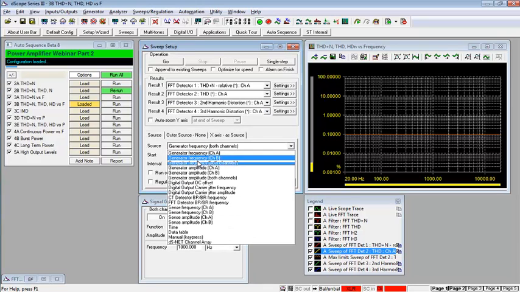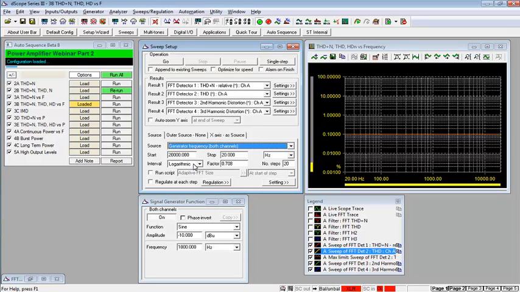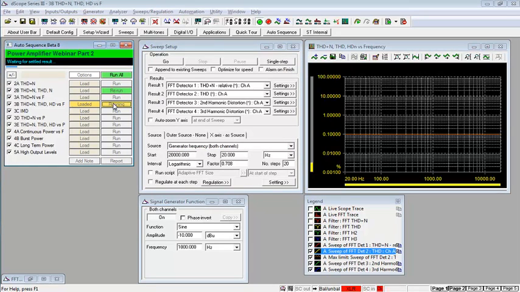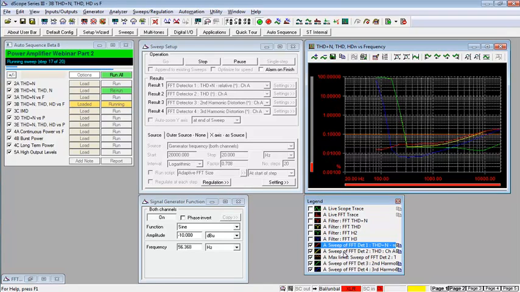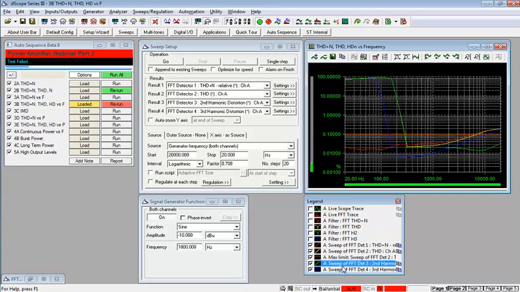So once again, I'll adjust the generator frequency as part of this sweep, and I can now run this particular test. So what we'll do is we'll start at high frequency, sweep down to low frequency, and the results that you see on the screen, the red trace is THD plus N, the yellow trace is THD, the green trace is second harmonic, and the blue trace is third harmonic.